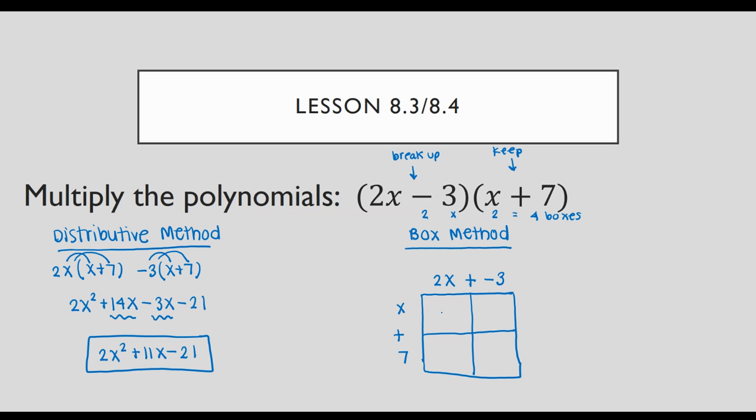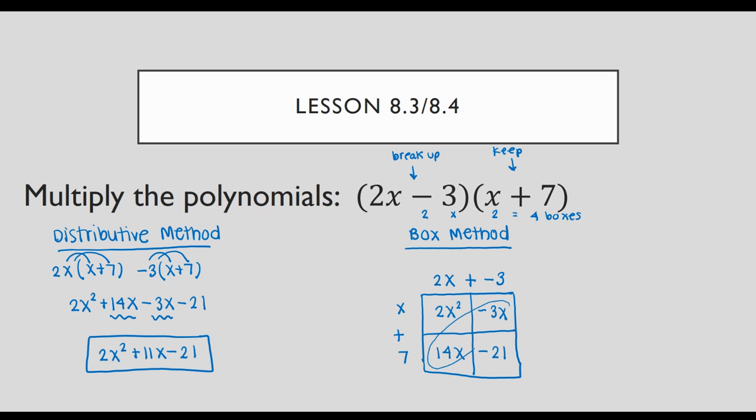So if I start with the top left, one side of the box is 2x, one side is x. 2x times x is 2x squared. The top right, one side is negative 3, one side is x. Negative 3 times x is negative 3x. Bottom left, one side is 7, one side is 2x. When I multiply 2x times 7, we get 14x. Bottom right box, we have negative 3 for one of the sides, 7 for the other. Well, negative 3 times 7 is negative 21.